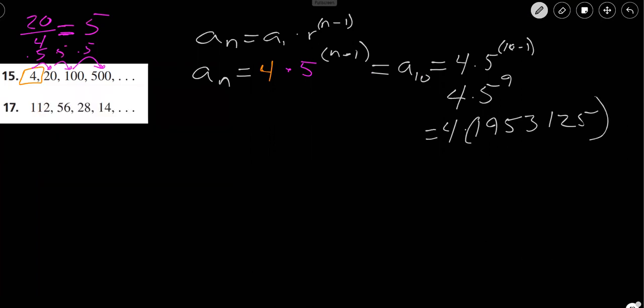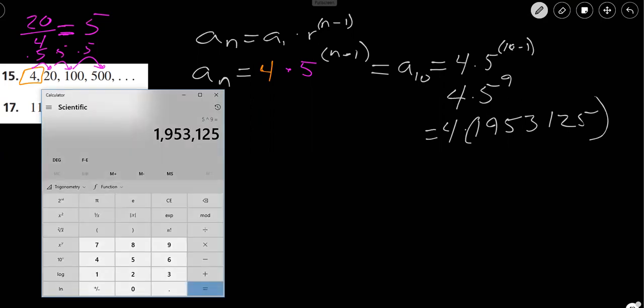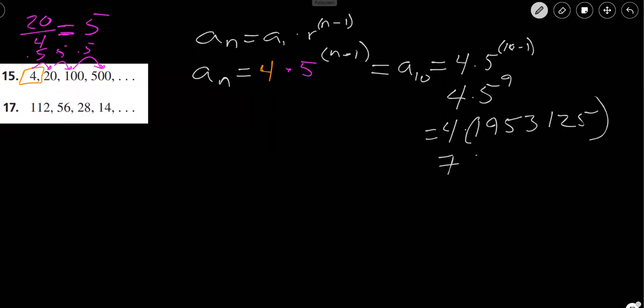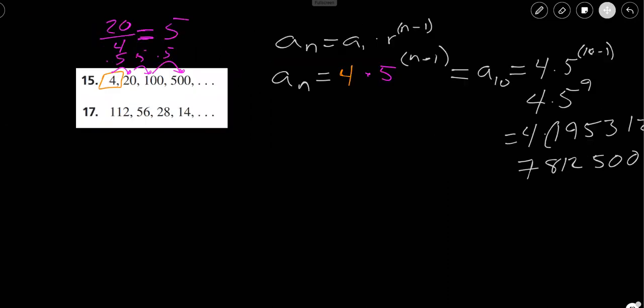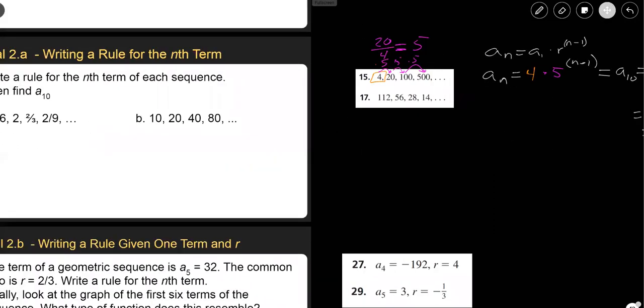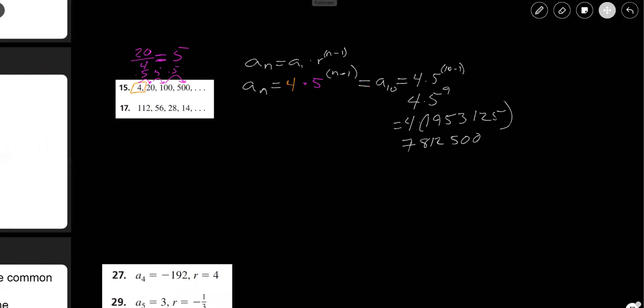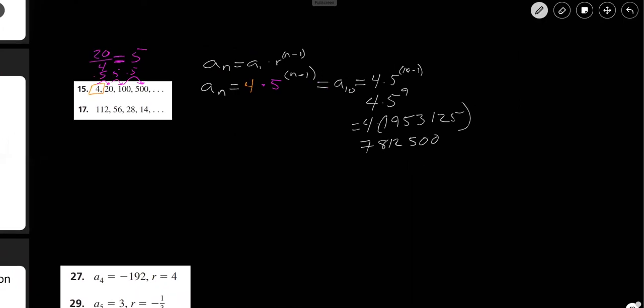So I'm multiplying those together. I could do that manually, but why do that when I've got a calculator? 7,812,500. That's my 10th position in the sequence. So if I were to continue this out, every time I'd be multiplying by 5, I would eventually get to the point where my number is 7,812,500.